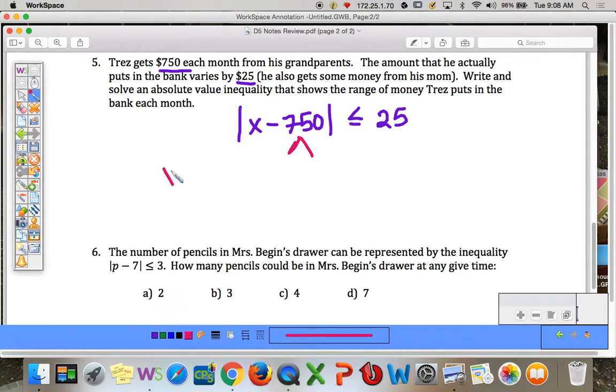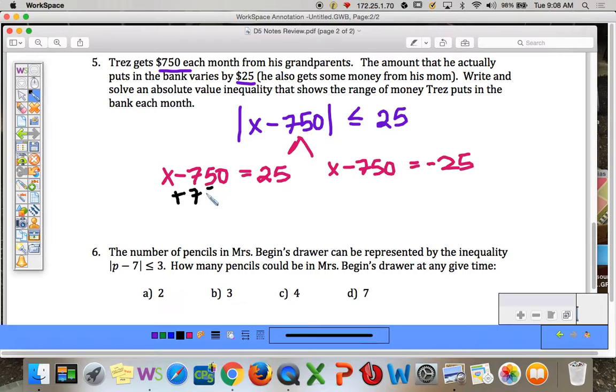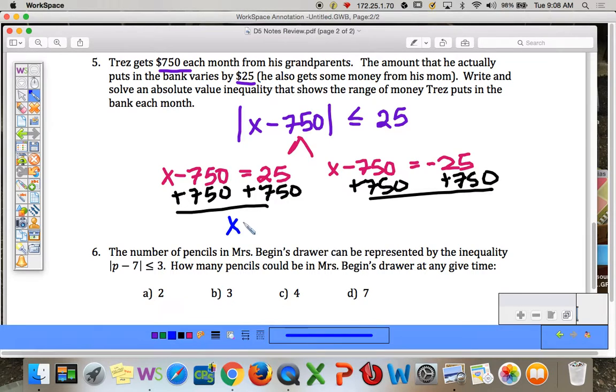We're going to split it up. We got x minus 750 can be 25, and x minus 750 can be negative 25. We're going to add 750 to each side. And we'll get our answers, and a lot of you can do this in your head, but we're just showing the mathematical steps for getting this. So the highest amount that he can get in any given month would be $775, and the lowest amount he can be given or put in the bank any given month would be $725.